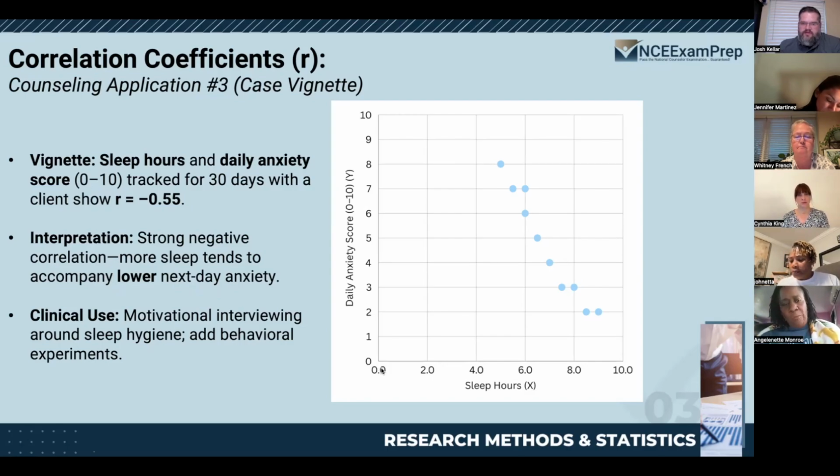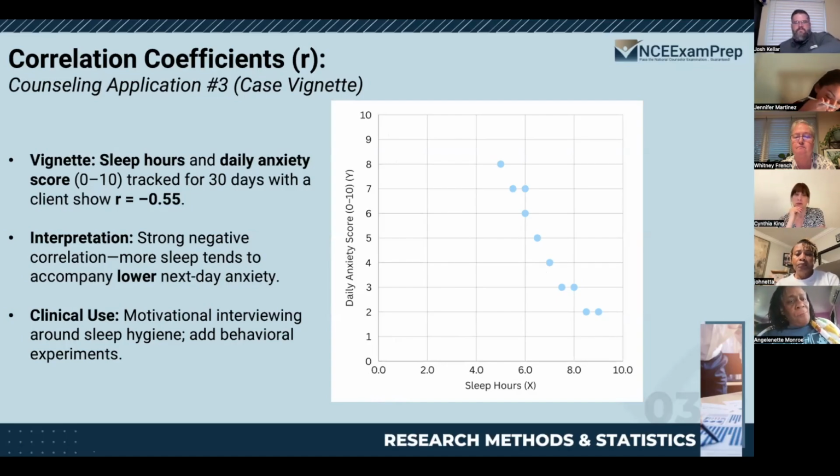Okay, so we've got our sleep hours on the bottom, 2, 4, 6, 8, 10 hours of sleep. We've got our daily anxiety score. So they took a daily anxiety test to score their anxiety. And when they got 5 hours of sleep, their anxiety was at an 8. As they got 6 hours of sleep, it was a 7, and then a 6. At 6.25 hours, it was at a 5. And by the time they were getting 9 hours of sleep, their anxiety level was at a 2. You see how it's negative? As sleep increases, anxiety decreases. That's why we get the negative. It's a downward slope.